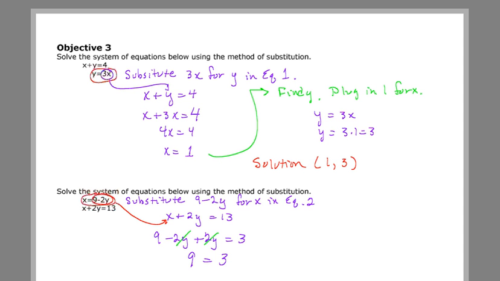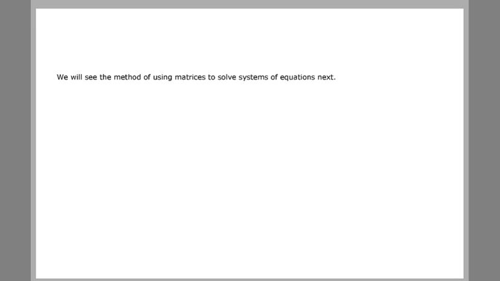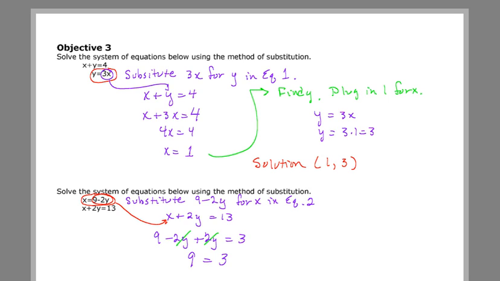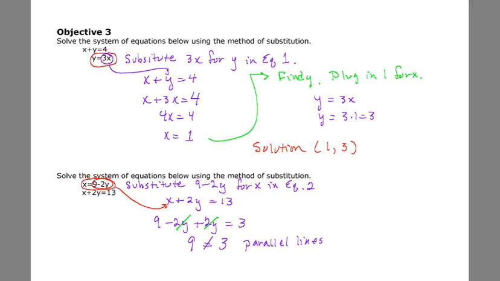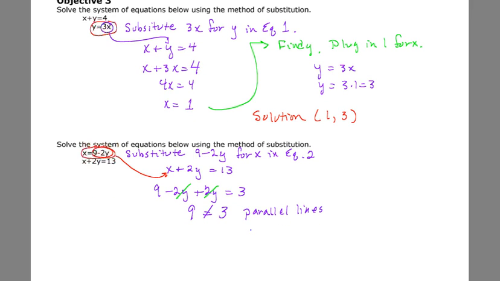Now remember, in a previous example, we saw this case where all the variables canceled and I had 0 equals 0. That meant they were the same line. When I see an inconsistency like this, 9 is not equal to 3, that inconsistency tells me I have parallel lines. Now that describes the type of lines they are. It doesn't describe what the solution is. So what's the solution if you look back on the previous page? Parallel lines have no solution.